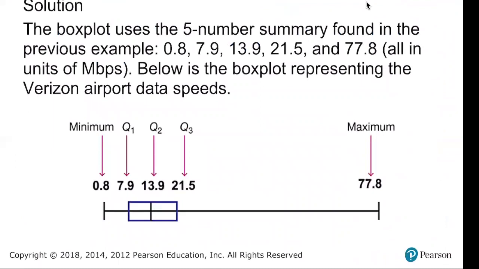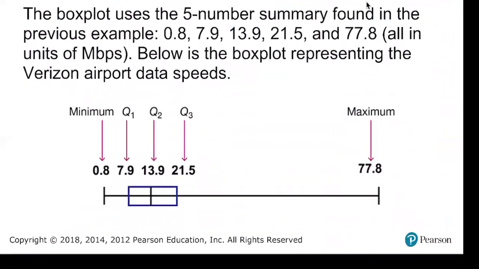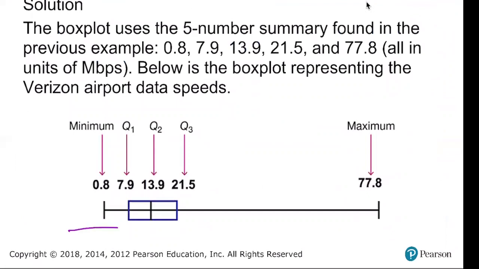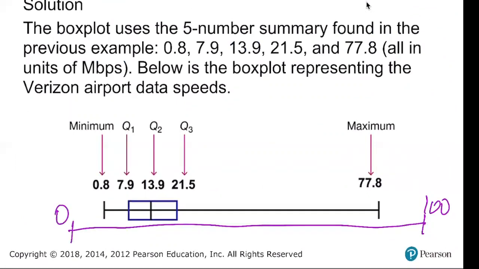There's our 5-number summary. The only thing I would caution is I think you got to give me a scale. You know, kind of orient what's going on here. And that's that.